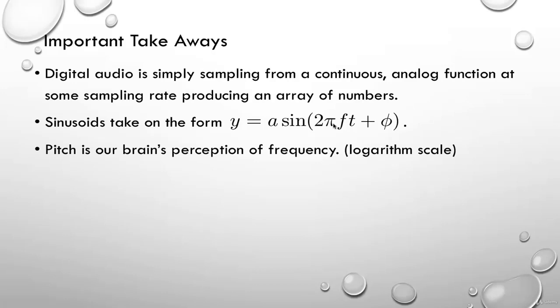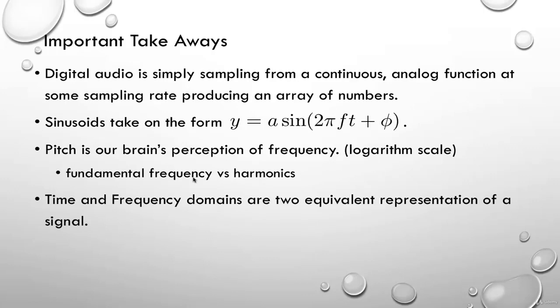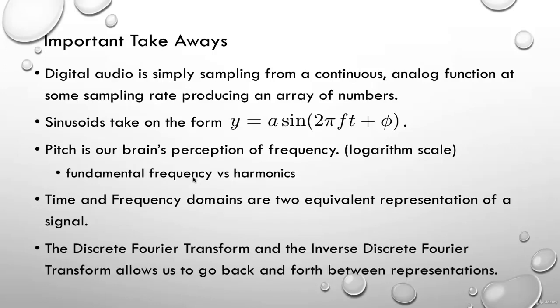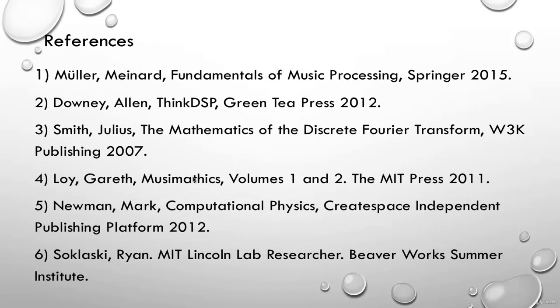And pitch is our brain's perception of frequency, and we saw that was on a log scale. We saw fundamental frequency versus harmonics. Time and frequency domains are two ways to represent the same information, but the frequency domain might be easier if we want to interpret the content of the signal. And finally, the discrete Fourier transform and the inverse discrete Fourier transform allow us to go back and forth between these two domains. Okay, so here's a list of references again.